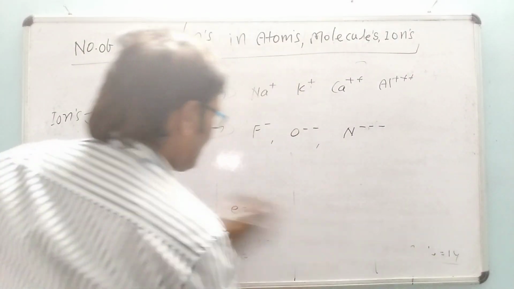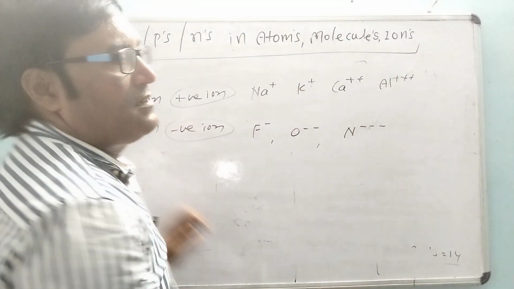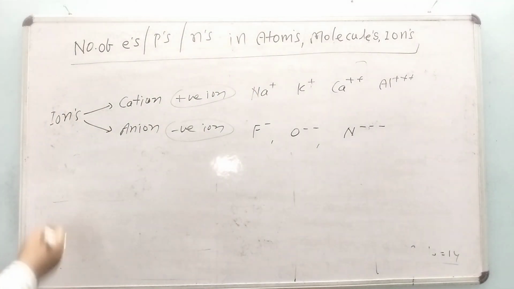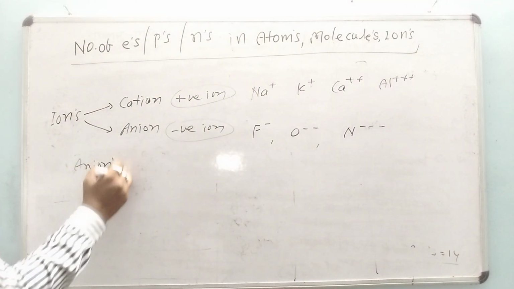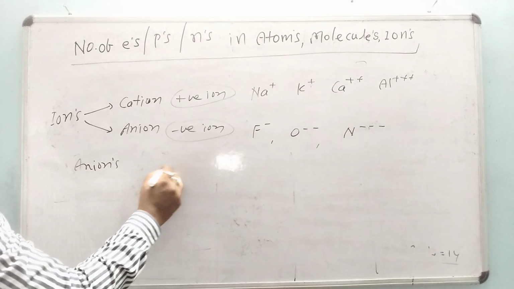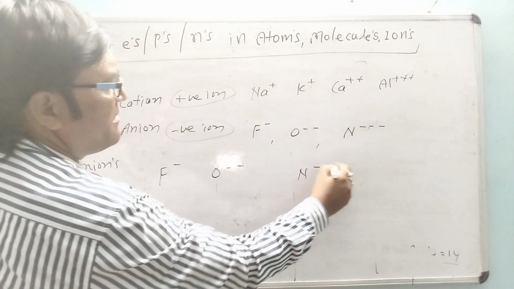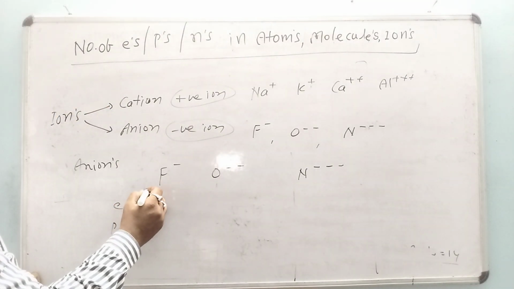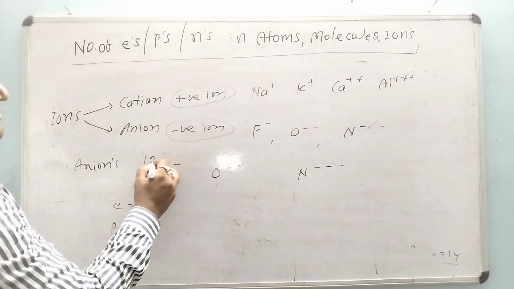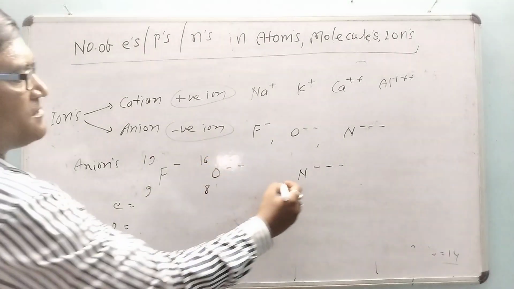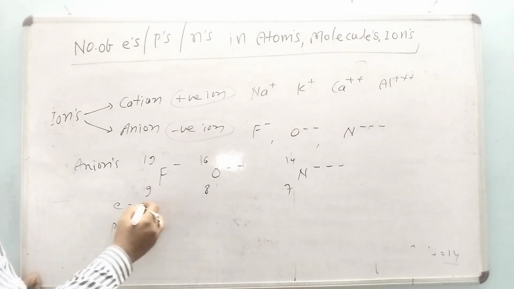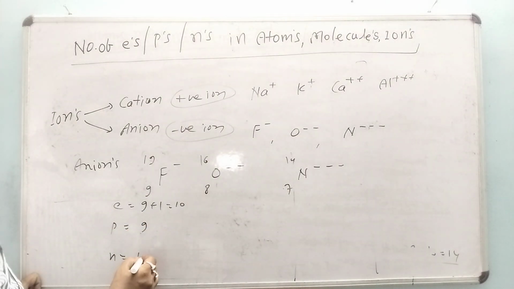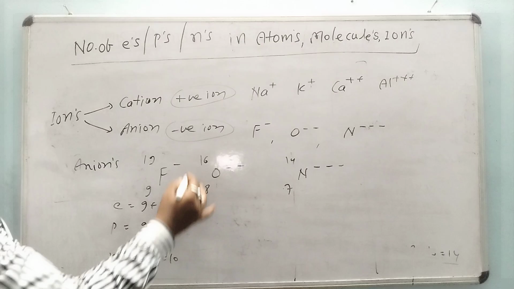Now we will discuss the number of electrons in anions or negative ions. In case of fluoride, oxide and nitride ions: electron, proton and neutron. Here atomic numbers 9, 8, 7 and mass numbers 19, 16, 14. For fluoride, electron is 9 plus 1, 10. Proton is 9 and neutron is 19 minus 9 equal to 10.